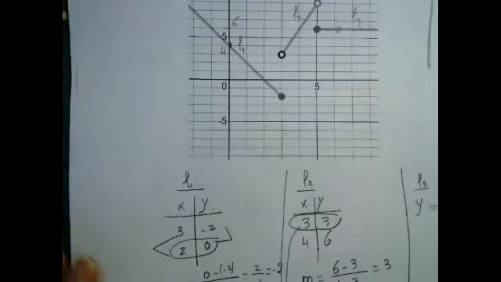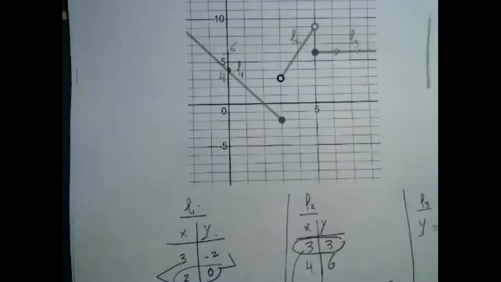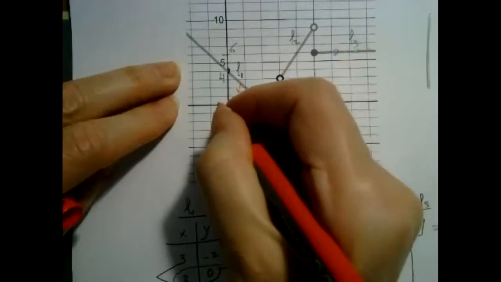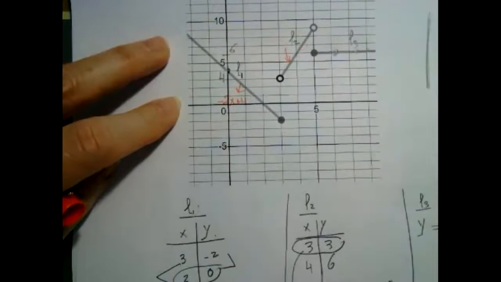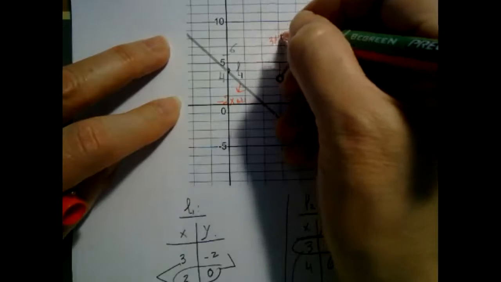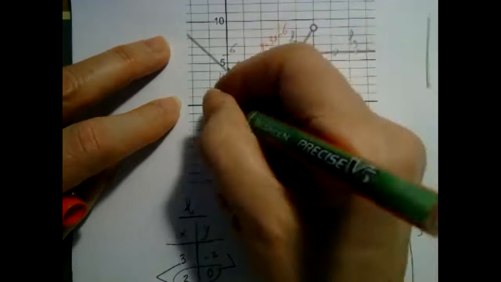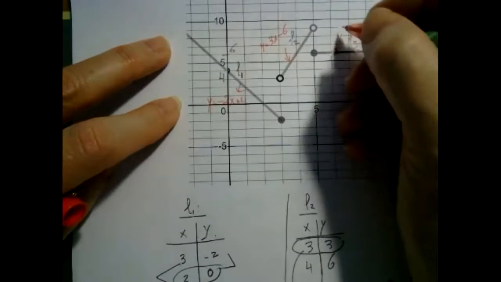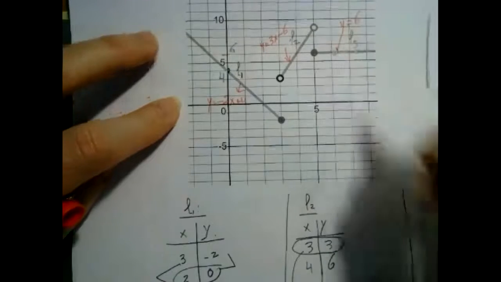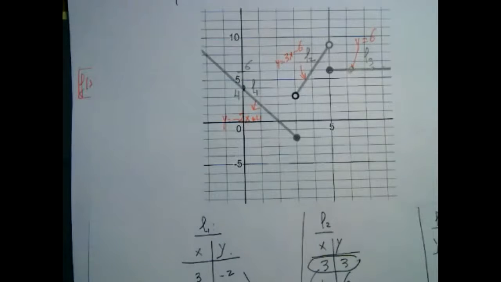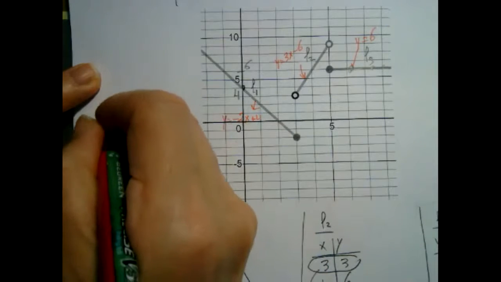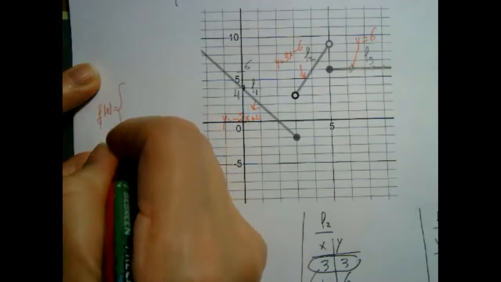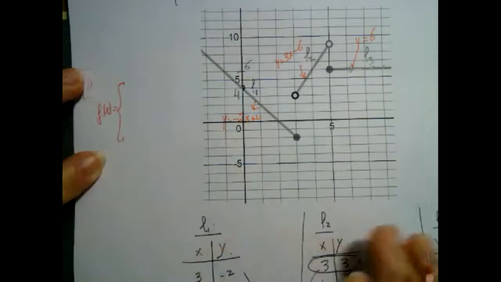Now let me go back and write. This one was minus 2x plus 4. This one was 3x minus 6. And this one was y equal to 6. That's every piece by itself. And now we're going to write the formula f of x. So now what's this function given by?